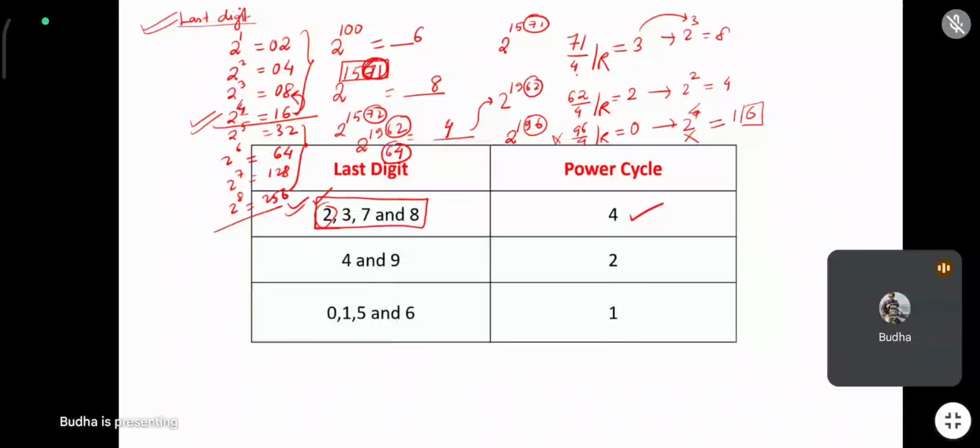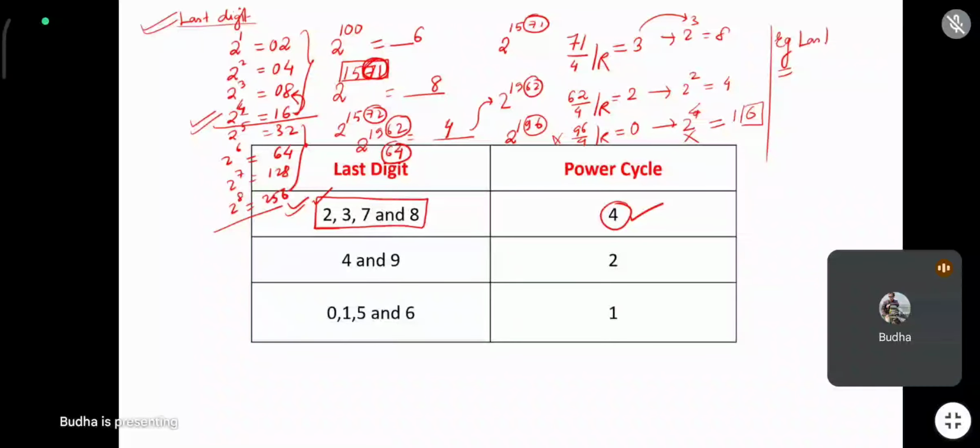Okay, now why am I dividing by 4? Because the cycle is 4. किसको किसको डिवाइड करना है? Whenever I have base as 2, 3, 7 and 8. Okay, so now let us try few more examples.